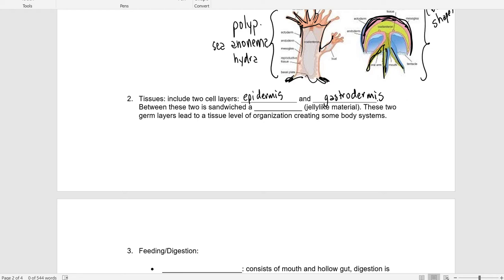So between these two layers is sandwiched what's called a mesoglea, right? And so you can see that here, maybe if I erase some of this stuff, you can see the mesoglea here. So in blue, you see this ectoderm, and then the gastrodermis in green, and then the mesoglea here in pink. All right, and these two germ layers lead to a tissue level of organization, creating some body systems. So we'll see that coming up.